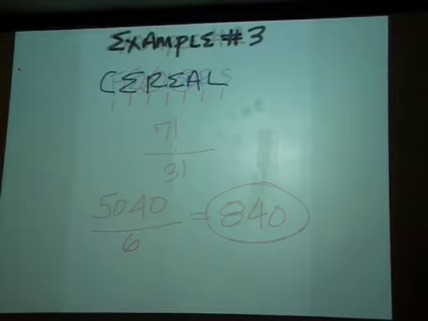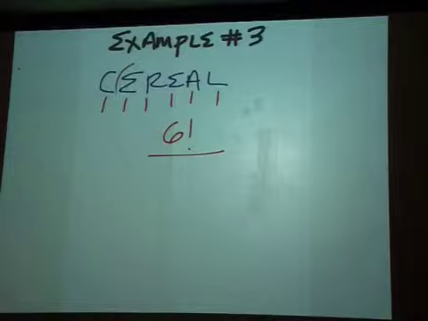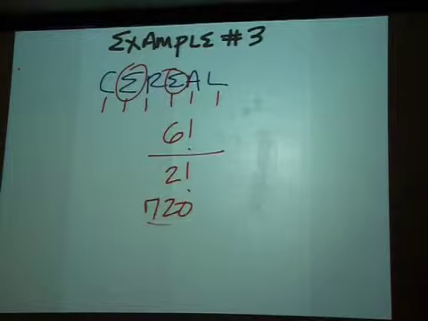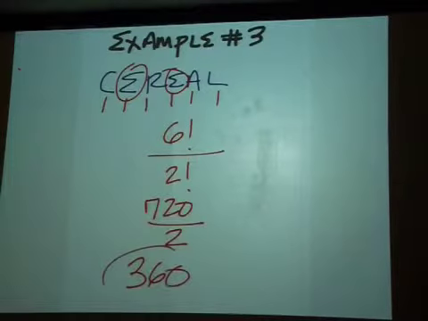840. How many ways can we rearrange the letters in the word cereal? 1, 2, 3, 4, 5, 6 letters, and we have E's that repeat, so we put 2 factorial on the bottom. 6 factorial comes out to be 720. We will divide that by 2 factorial, which is simply 2, to come out with an answer of 360.